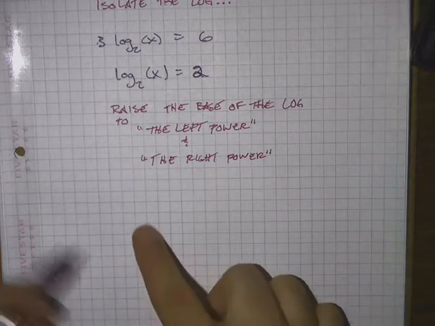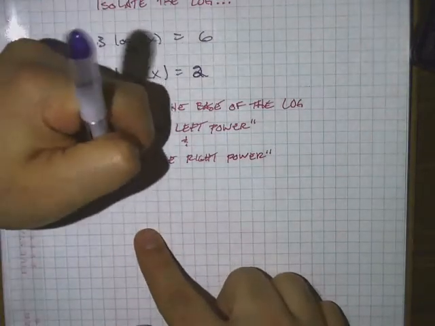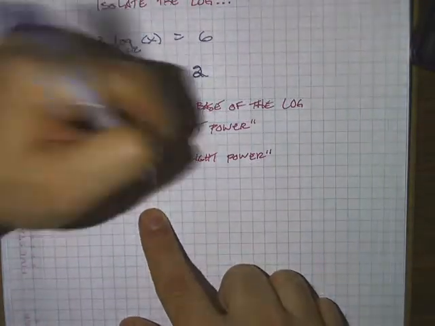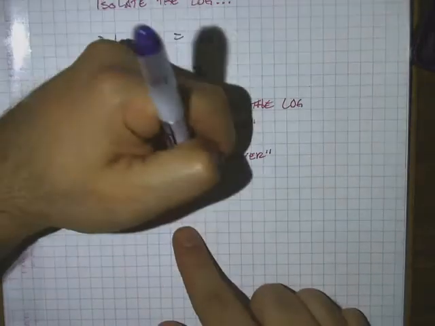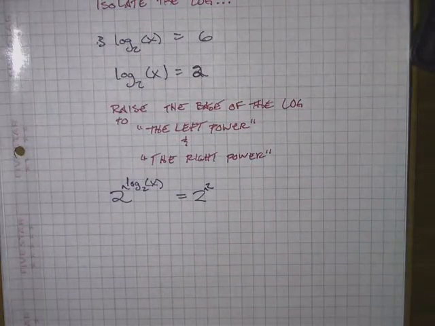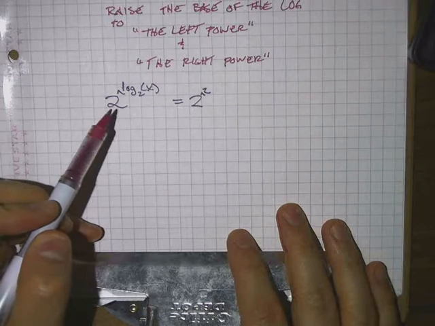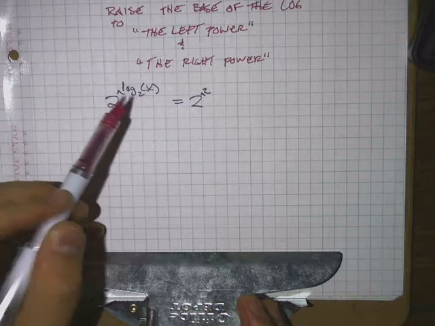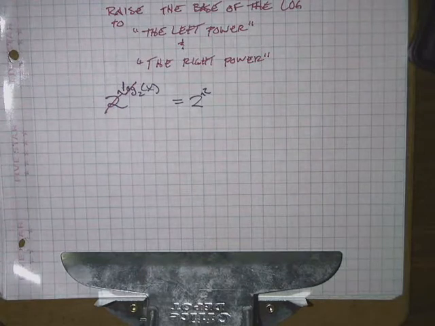So what does that mean in practice? That means I'm going to say, what is the base of my log in this case? 2. So I take 2 and I'm going to raise it to the left side, which is log base 2 of x, and that's going to be equal to, I do the same thing to the other side, 2 to the second power. Now, the important thing to understand is that anytime I take the base of a log and I raise it to the log of that same base, you're basically going to cancel out the log and the base of the exponent.